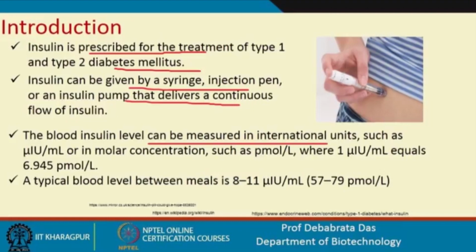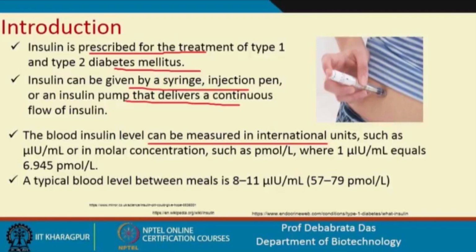Insulin can be given by a syringe. You can see here how nowadays people take it themselves, using an injection pen, a kind of small pen, and an insulin pump that delivers a continuous flow of insulin. So this is how it can be injected into the body.